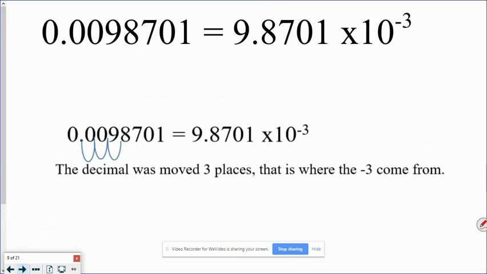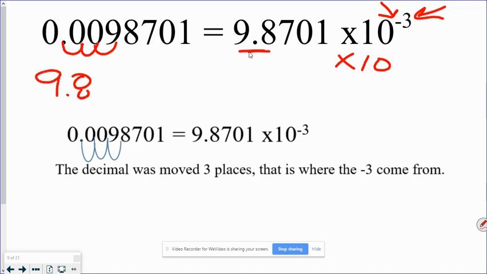This number is smaller than 1. We need to recognize that. Writing it in scientific notation, we put the decimal behind the first non-zero number, so that's the 9. We write the times 10, and we had to go 1 spot, 2 spots, 3 spots, so that's where this 3 comes from. But since this number is less than 1, we put a negative exponent on the number. So 9.8701, you write times 10, and we had to go 1 spot, 2 spots, 3 spots. So that's the 3. And since it's a number smaller than 1, we put a negative exponent.